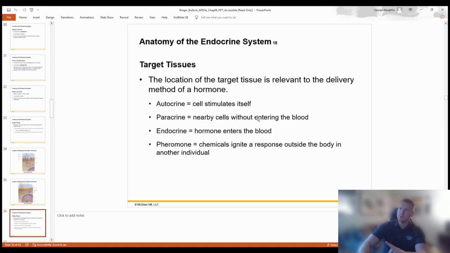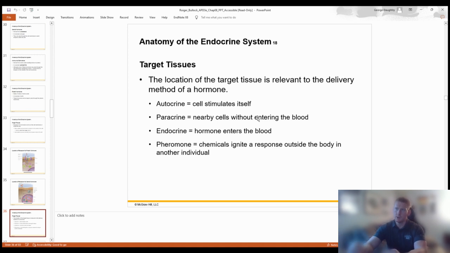All right. So target tissues, once the hormone has gotten to the target cell, have a number of classifications. Target tissues are defined by the location of the target tissue relative to the delivery method of the hormone, right? So the classification of the target tissue is dependent on how the hormone is being produced. Now if we have autocrine tissue, that means the cell is stimulating itself. That means the tissue needs a hormone, and the tissue produces the hormone itself.